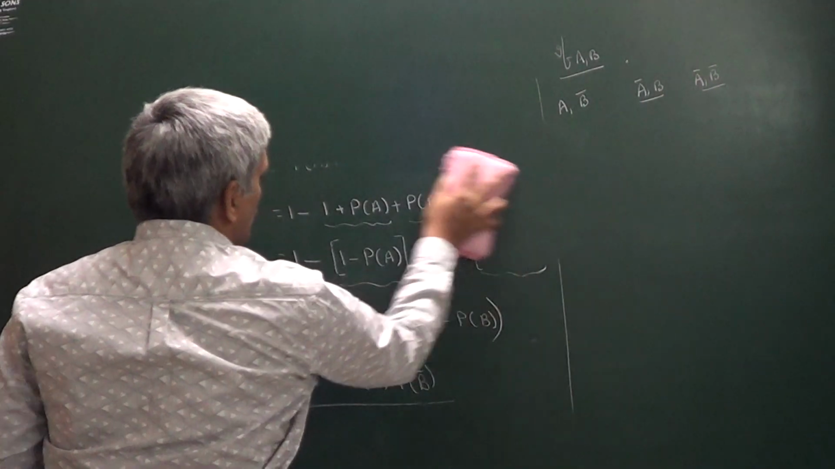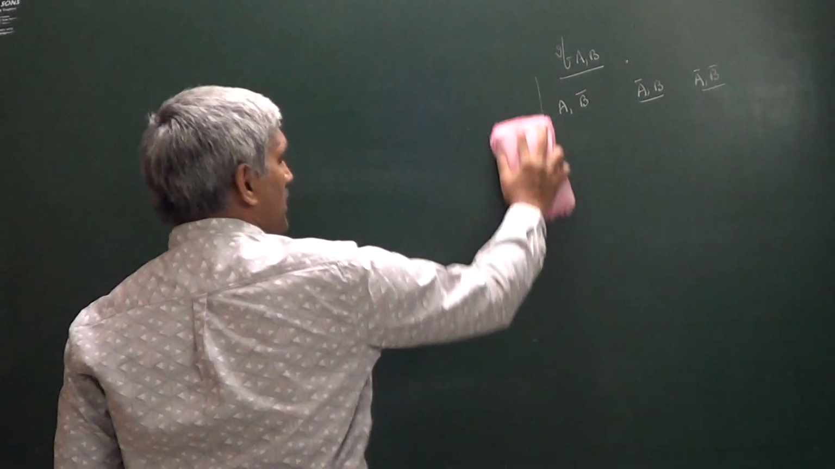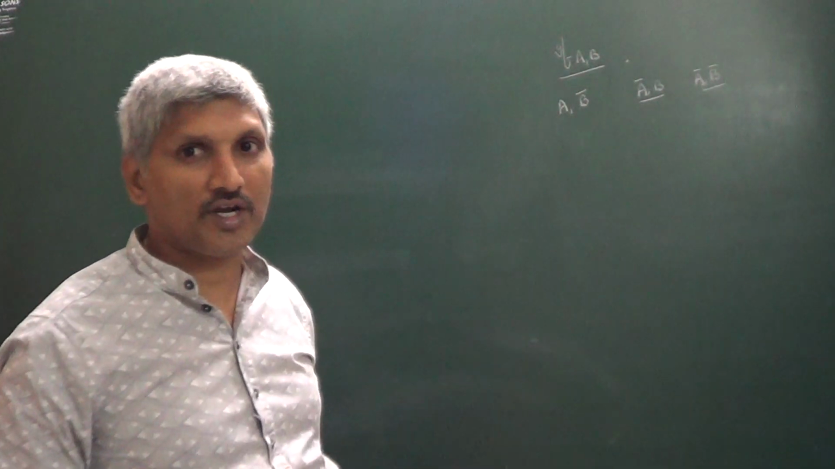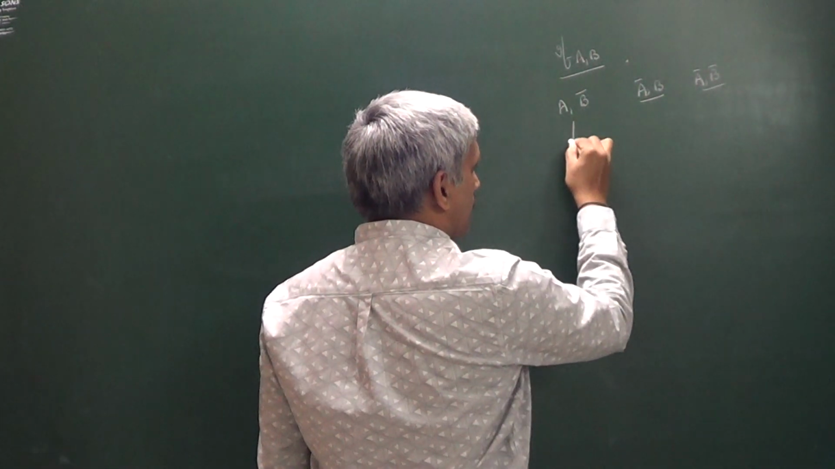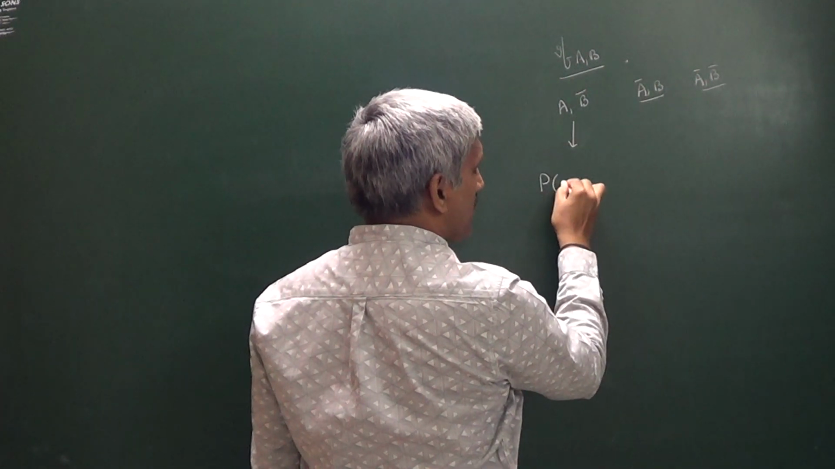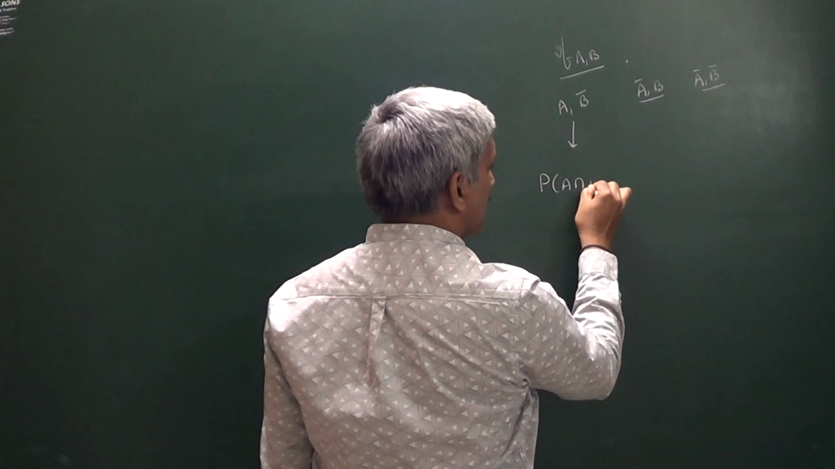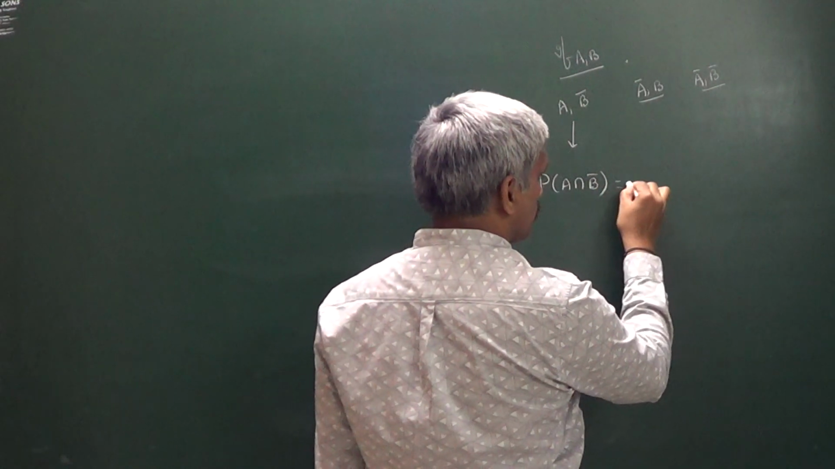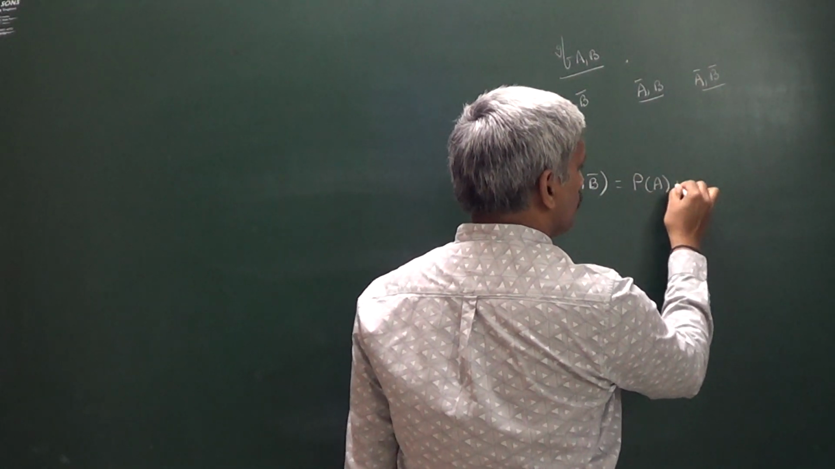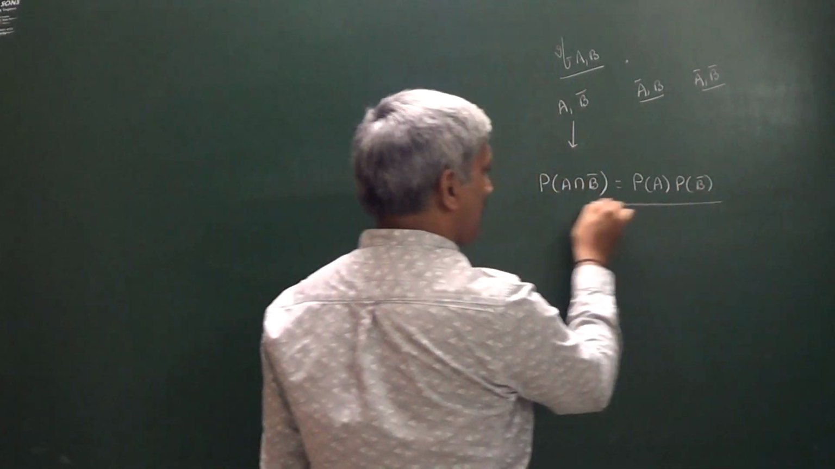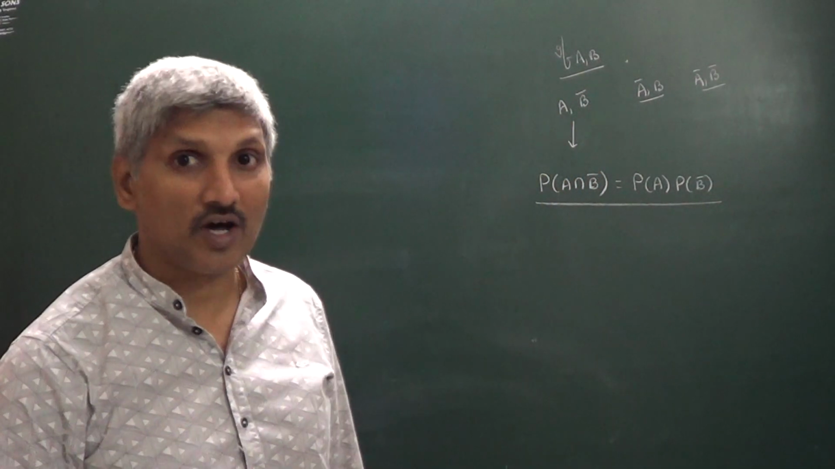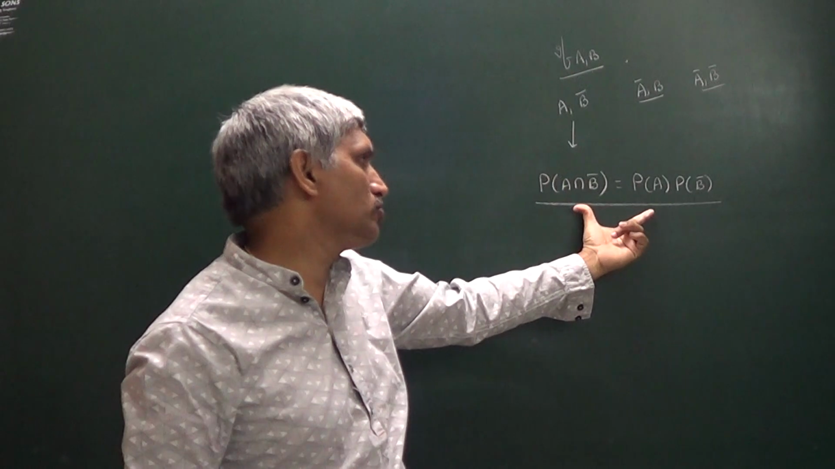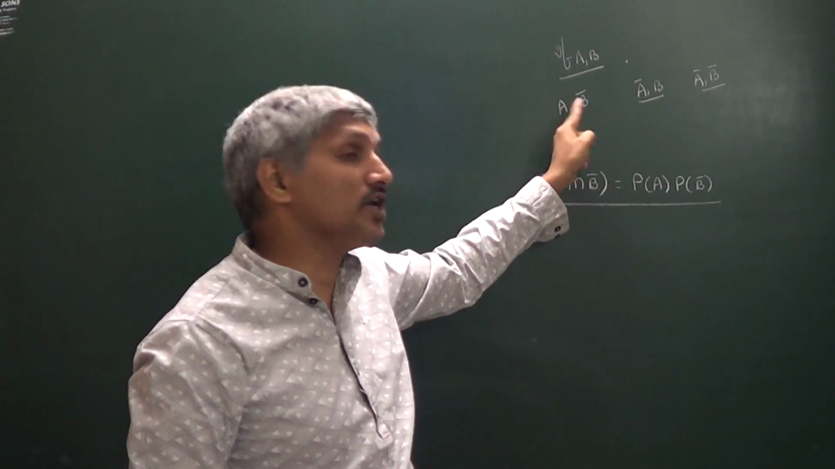Sir, how can we say that A, B bar are independent events, or A bar, B are independent events, A bar, B bar independent events? First of all, to show A, B bar independent events, we have to show P of A intersection B bar is equal to P of A into P of B bar. If A, B are independent events, I am going to show these two events are also independent events.